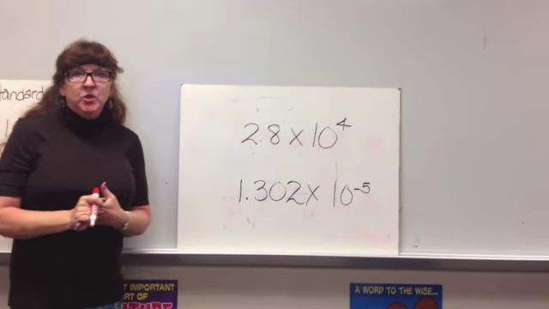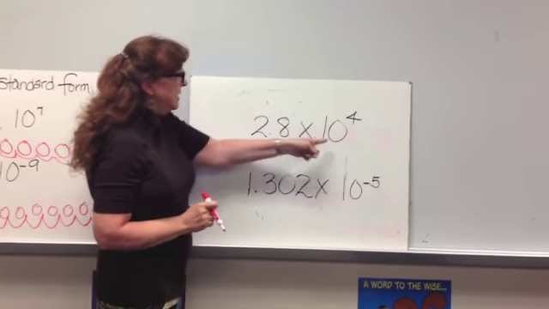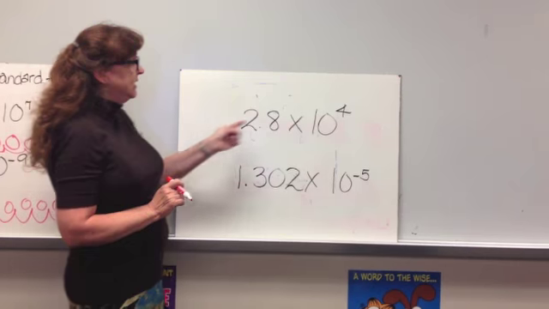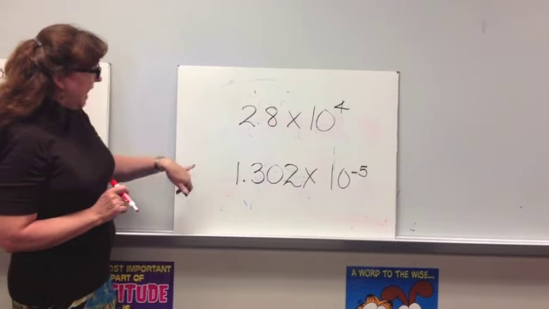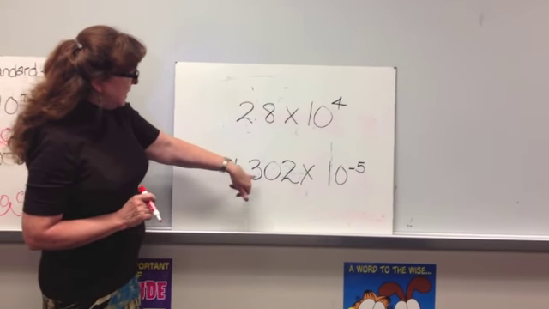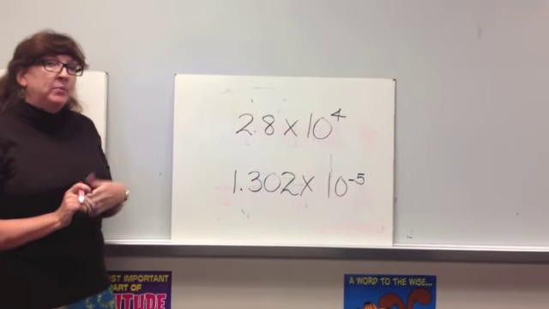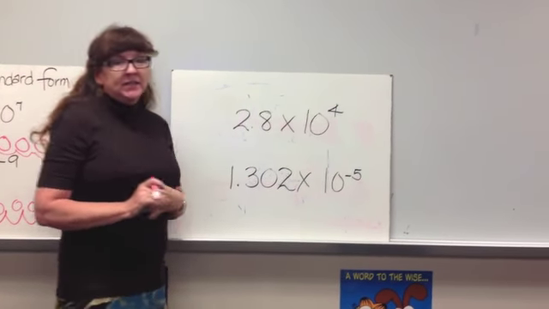Why don't you give these a try yourself? The first one is 2.8 times 10 to the 4th power. That's in scientific notation. Go ahead and put it in standard form, and then you can check back and see how you did. And the next one, 1.302 times 10 to the negative 5th. Go ahead and put that in standard notation, and we'll check back and see what the answers are.